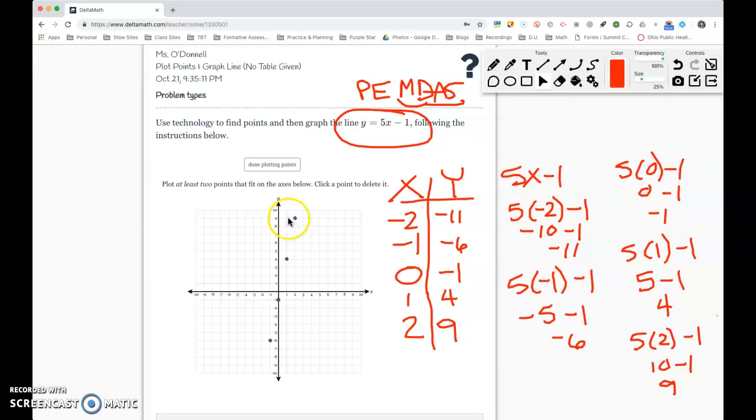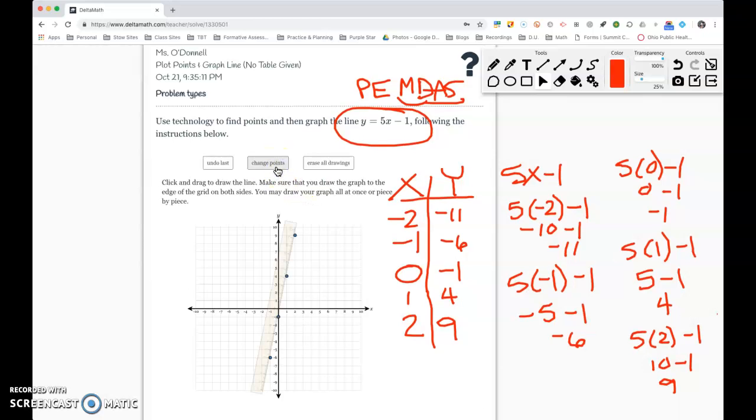It says plot at least 2 points that fit on the axis below. You can click a point to delete it. So next I'm going to click Done Plotting Points because I'm done. It went ahead and placed my ruler for me, just like if you were doing this on paper, at this point you'd grab your ruler, line it up. So now I'm going to graph my line. I'm just drawing it right here from end to end.